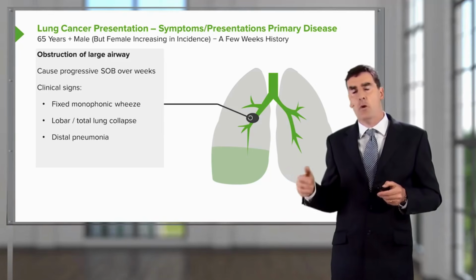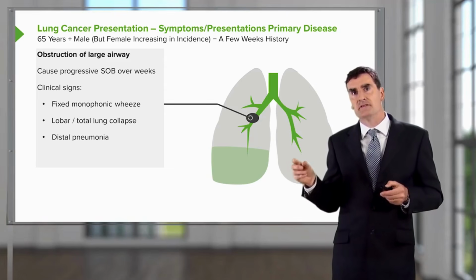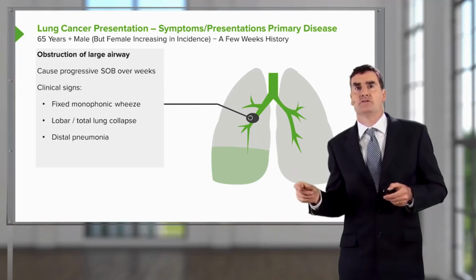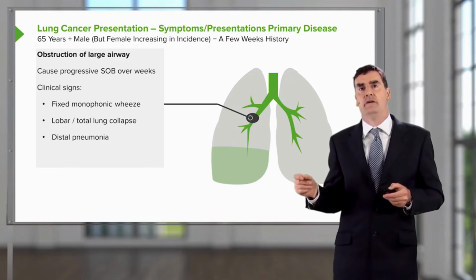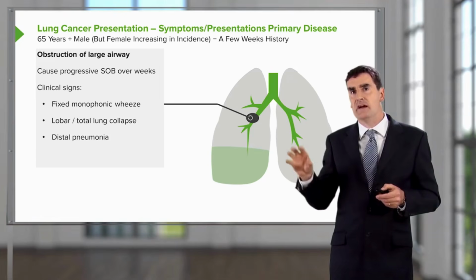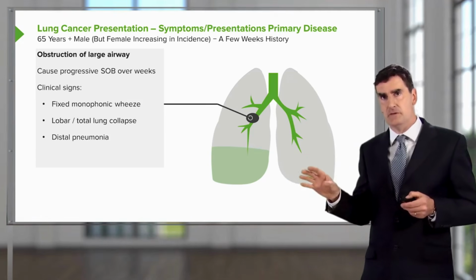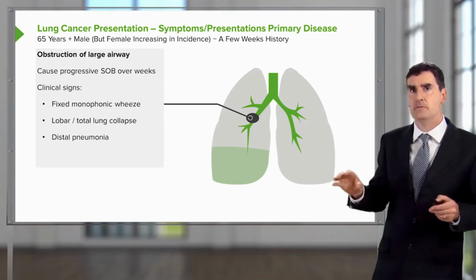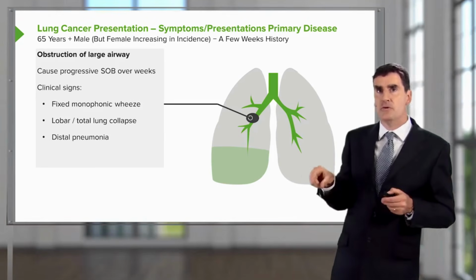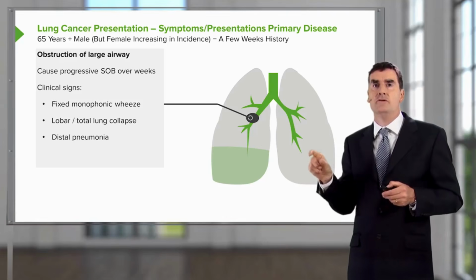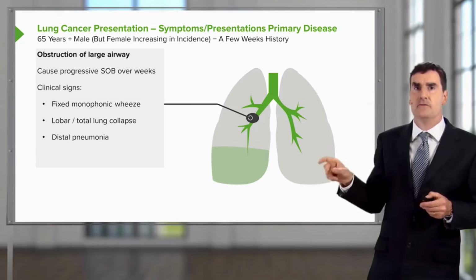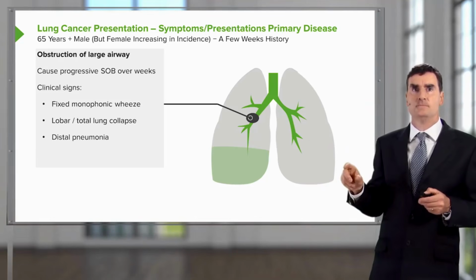When the lung hasn't quite collapsed but there's significant obstruction to the bronchus, then the patient on examination may have a wheeze over that area, which is a monophonic wheeze. It has one note, which is quite different to the wheeze you get in asthma, which is polyphonic with multiple notes. And the reason why it's a monophonic wheeze is that there's only one area of obstruction, so there's only one note of turbulent flow that occurs in that area.